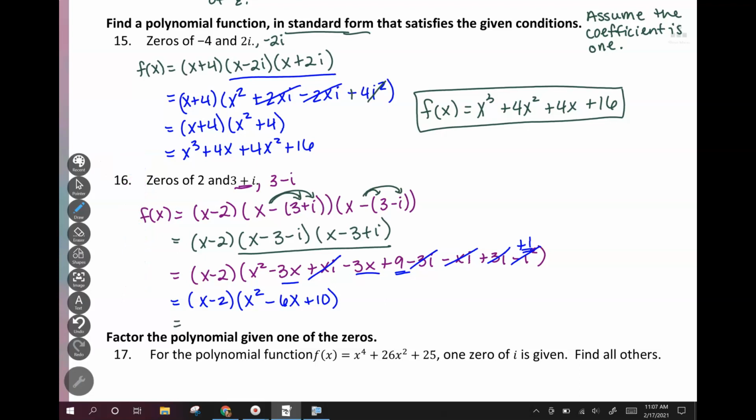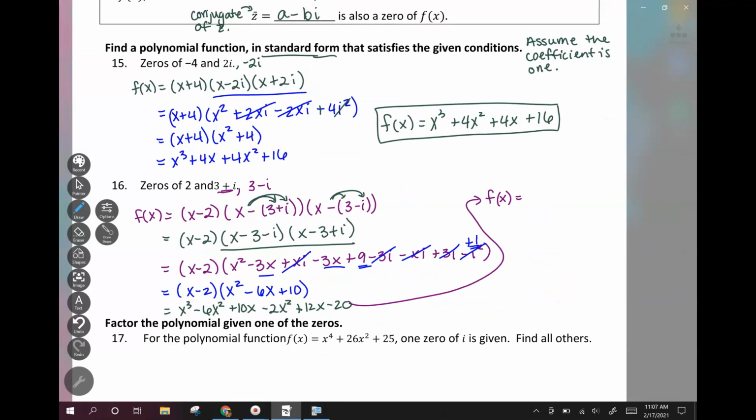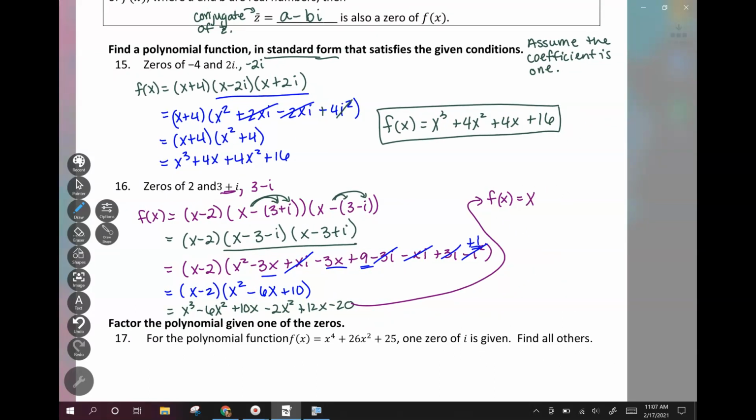Okay, and then we'll FOIL this last part together. Just distributing the x first. And then distributing the -2. Now I'm running out of space here again, so I'm gonna zip up here to combine like terms, and then we'll be finished. So I've got x cubed minus 8x squared plus 22x minus 20.